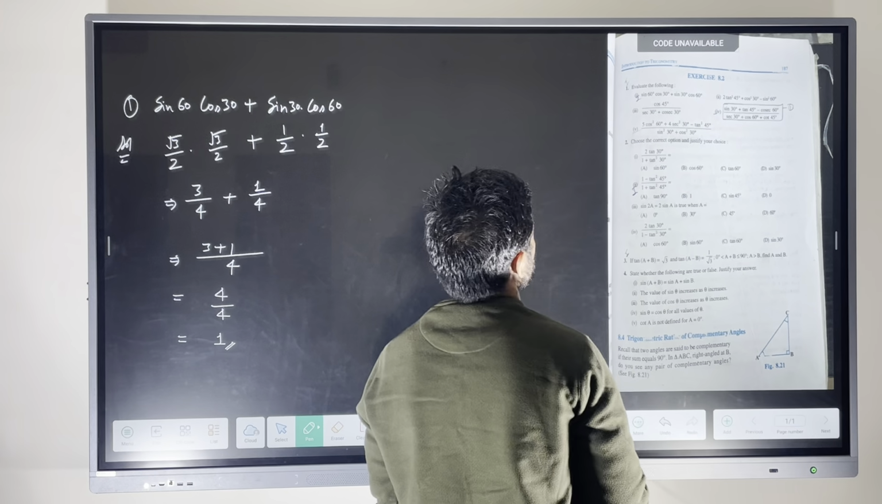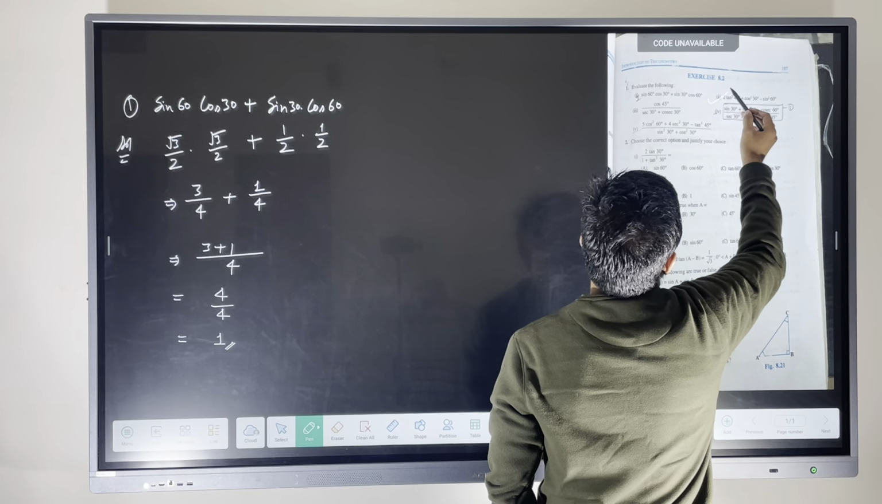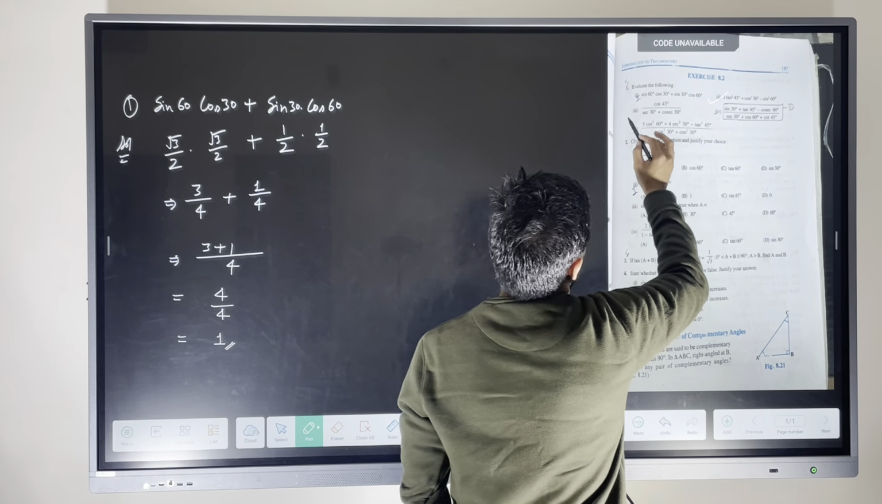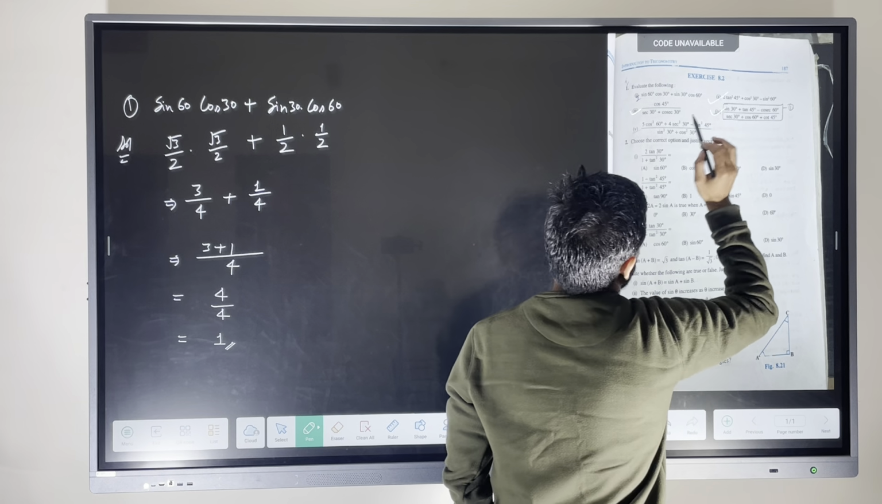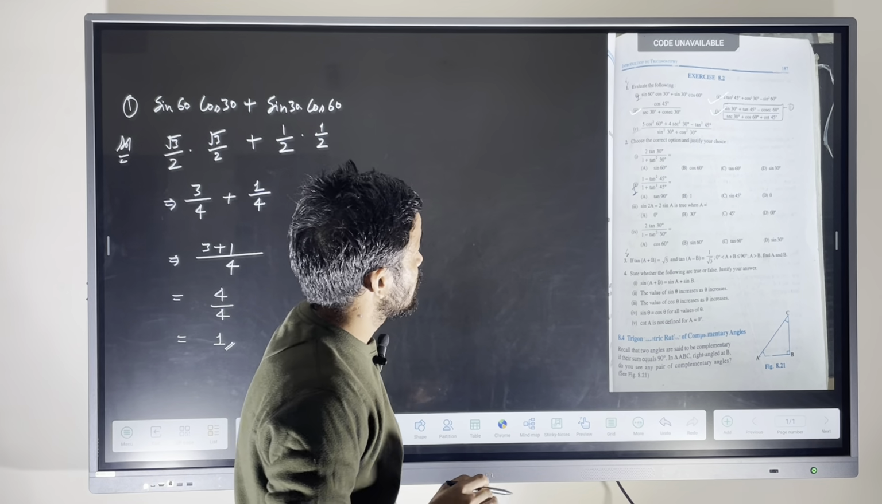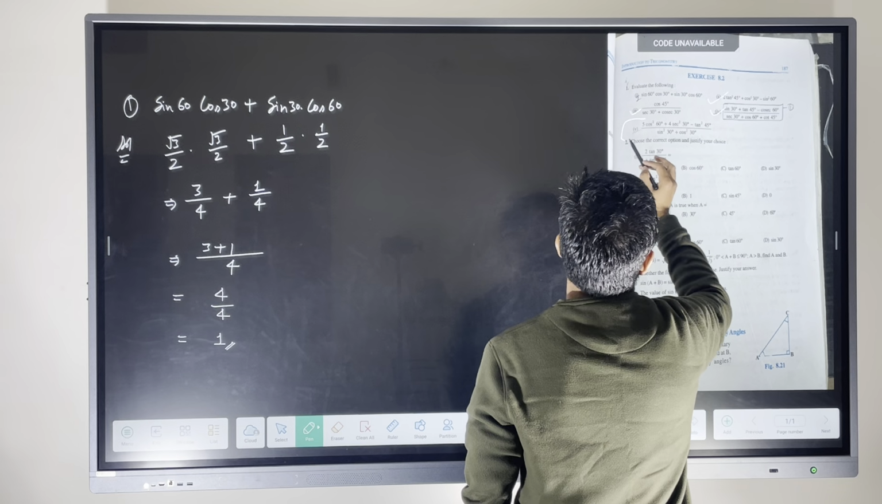Okay, so we can solve the next question in the same way. We can also solve this question in the same way. We can also solve these questions in the same way. Okay, now I will solve question number 5.